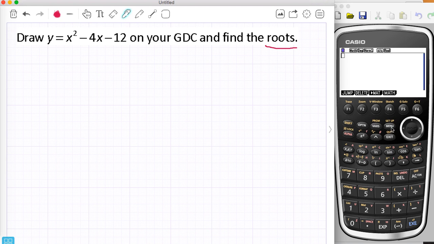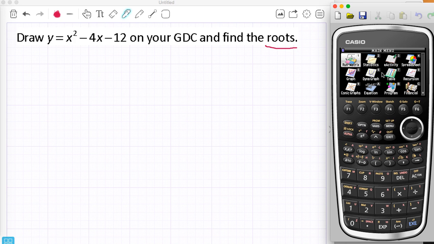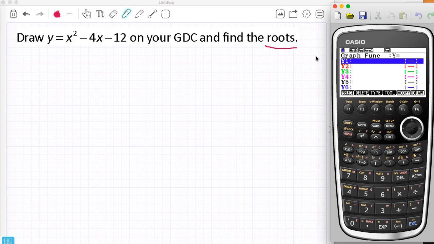So I'm going to go to Menu, and do not use this dynamic graph. We don't need to use that. We're just going to use number 5, the normal graph, and it takes us into here. Now make sure that you've got y equals at the top. If you haven't got y equals, you need to change it using the type here and change it to y equals. Now I'm going to type this in, and use this x. It's x squared minus 4x minus 12. Now once that's in, we're going to draw it.